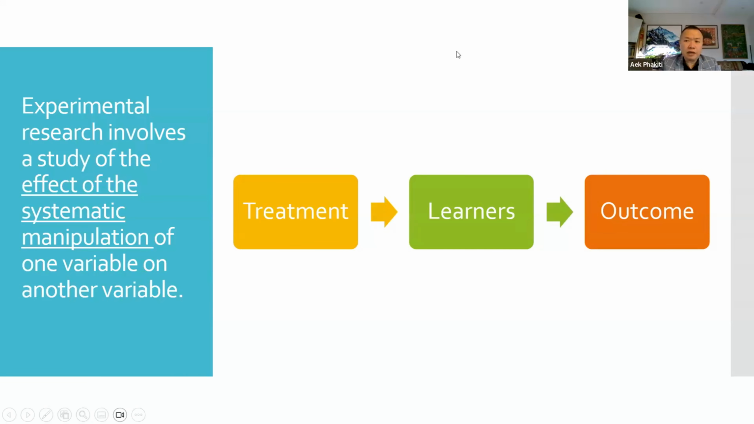So when we look at experimental research, we really want to study the effects of something through systematic manipulation of one or more variables, right? So it actually could be more than one variable in there. You can see a diagram here. You have a treatment, you have the individuals or the learners, and you want to observe the outcome.